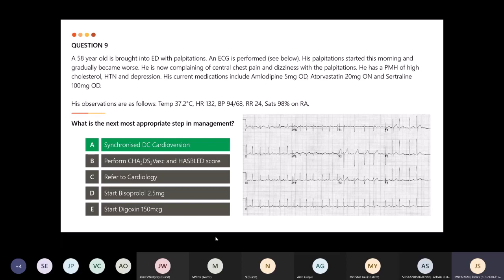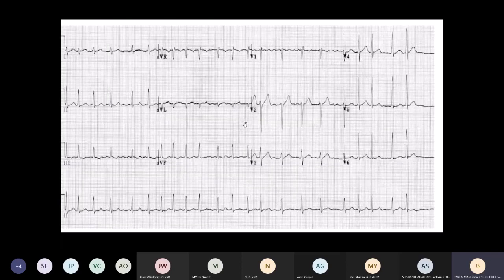So the answer is synchronized DC cardioversion. And before we move any further, the dreaded ECG is atrial fibrillation, right? So it's regularly irregular, can't see any definitive P waves, or if you can convince yourself you can see P waves, so maybe that's a P wave, they're not consistently correlated with the QRS complexes. So there's just fibrillatory P waves that you can see there. Right.